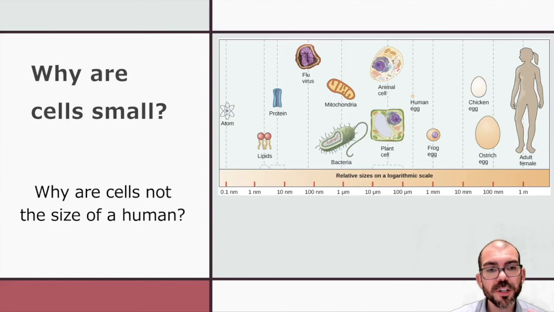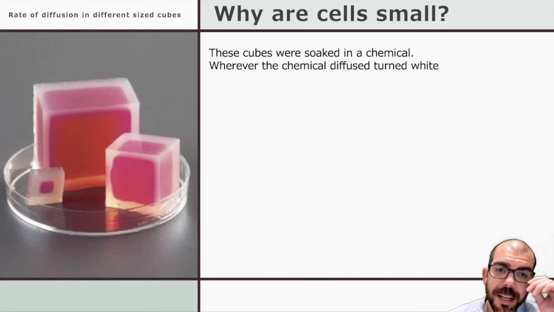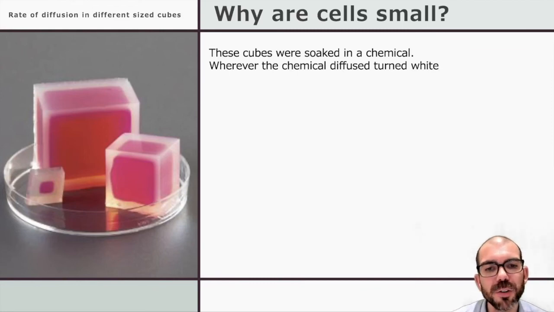So going back to the question we started with, why are cells so small? Why can't a cell be as large as a human or as small as an atom? The cell membrane has everything to do with it. Look at these three cubes here. These cubes were soaked in a chemical over the same amount of time, and wherever the outside chemical diffused, that part of the cube turned white.